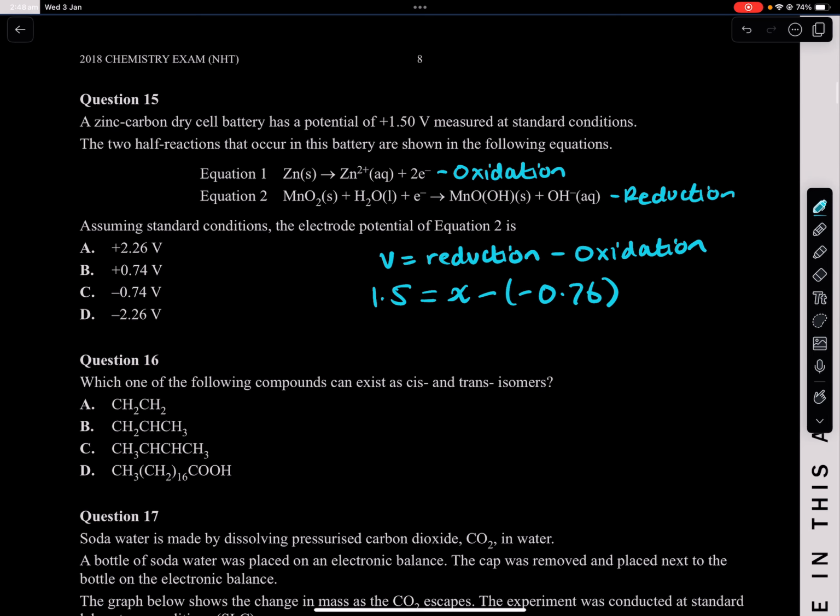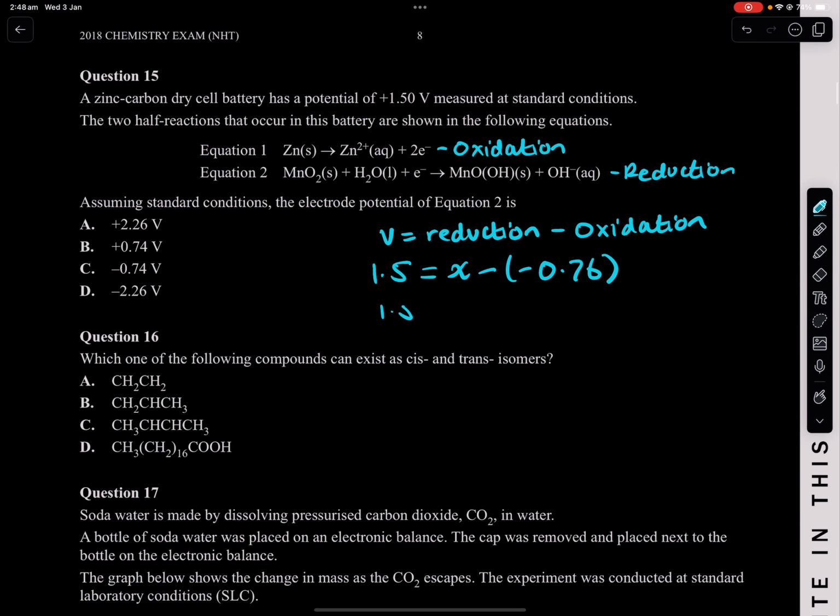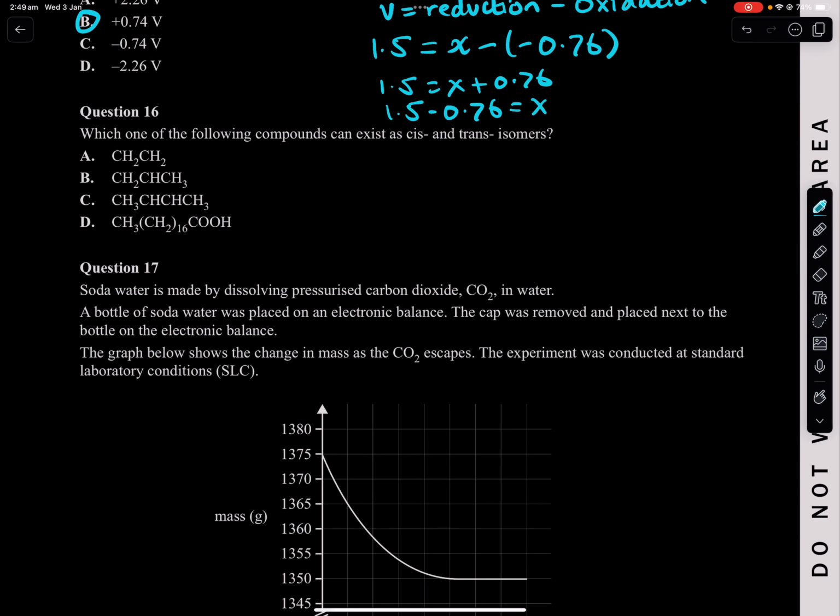And so, doing some algebra, you'll get 1.5 equals x plus 0.76, and you bring this 0.76 to the left, so 1.5 minus 0.76 equals x, and that's going to give you your voltage for the reduction. 1.5 minus 0.76 gives me 0.74. So B is my answer for that one. Easy.